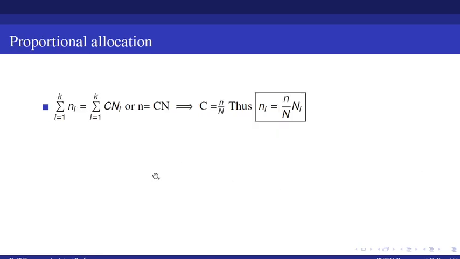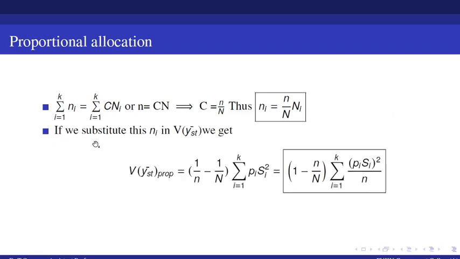Next, let us see the sample size in proportional allocation. We know that if we sum up all the sample sizes, we get the total sample size: the summation of ni for i equal to 1 to k, which is C into Ni, gives us n equal to C into N. So, from this, C is equal to small n by capital N. Thus, our ni is equal to small n by capital N into capital Ni.